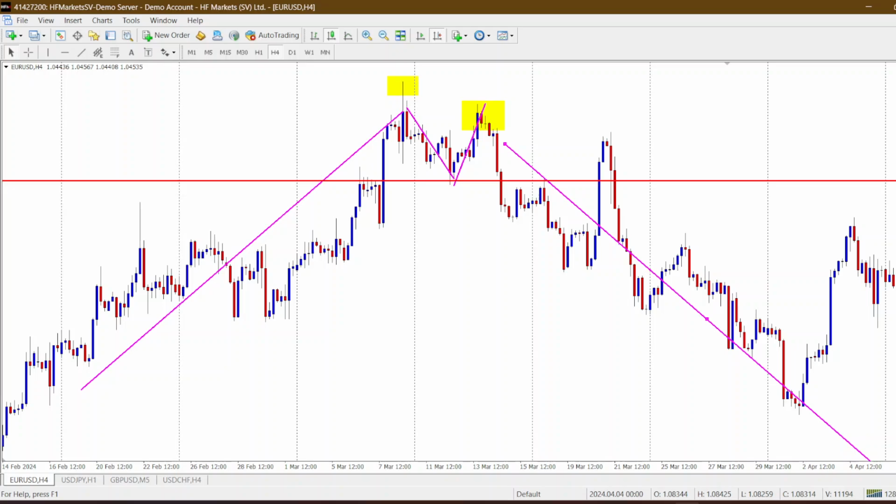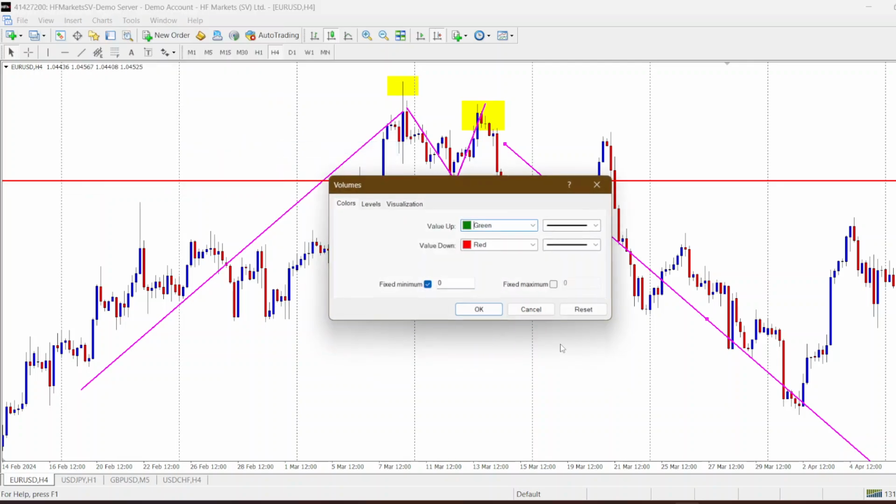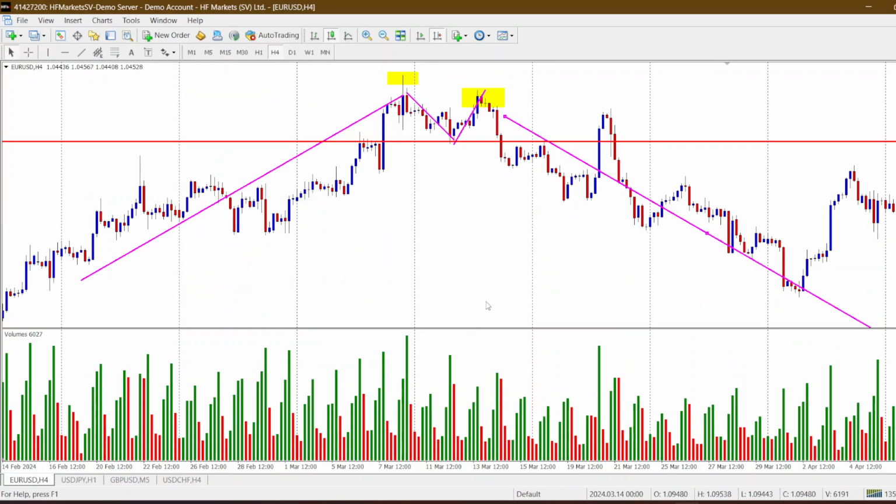Now, it's important to use other confirmation tools such as volume analysis or support and resistance levels to ensure that the pattern is valid. All right, so let me just add the volumes indicator, to watch out for volumes. Remember that breakouts are validated by increase in volumes, right? And you can see that here we actually had a breakout and we had a retest confirming that the sell move is likely going to continue.